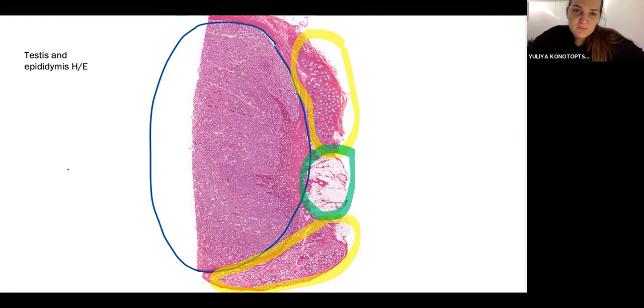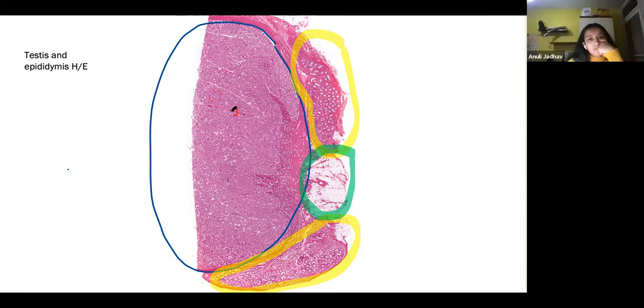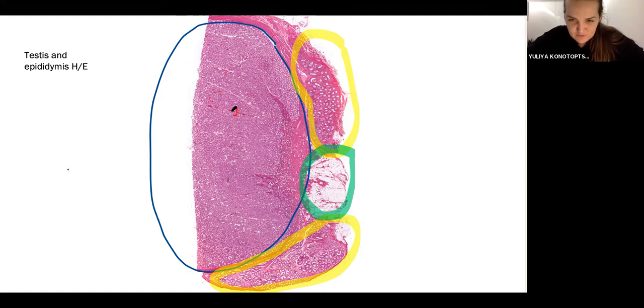Between the seminiferous tubules, you can see there's some kind of connective tissue septa. This is a perfect example because within this connective tissue septa, you can see that there is a duct. How would you call this duct? Tubuli recti, okay, so you will call it tubuli recti. This is a straight tubule. This straight tubule receives spermatozoa from the seminiferous tubules. So from the seminiferous tubules, we go to the tubuli recti.